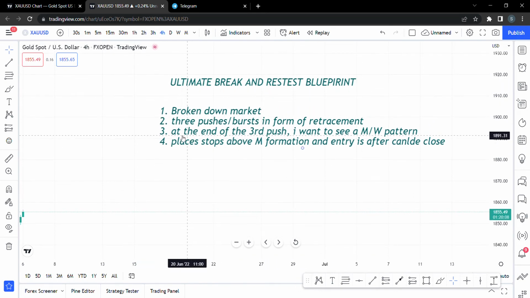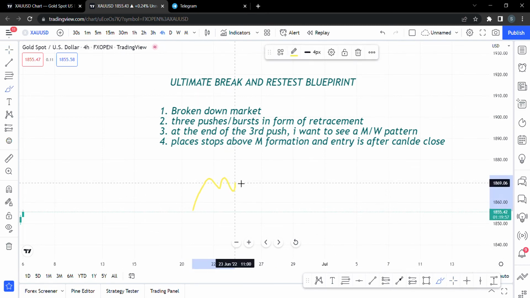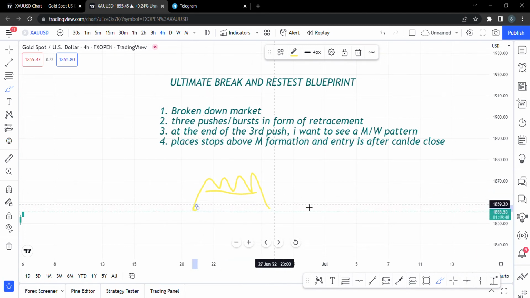I want to see a broken down market, something like this. You have price pushing, and then you have that break. It's taking out all these lows. It's cleared this low too. It's a broken down market, and you want the market to return to this area.